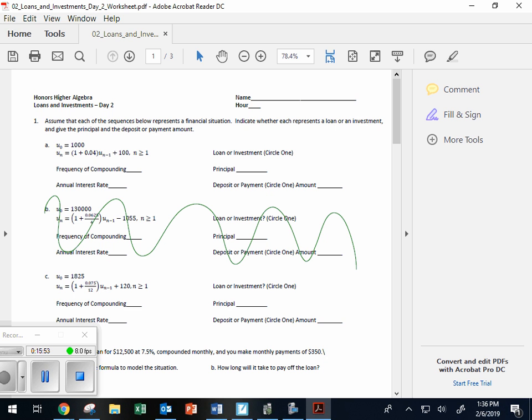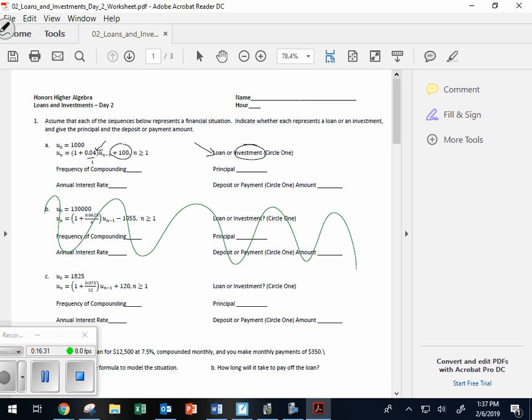As I look at this, the first question I get is, people are like, well, what's it divided by? It doesn't seem to be divided by anything. If it's not divided by anything else, it's really divided by a 1. So think of it as divided by 1. Then what's the frequency of compounding? 1 time per year. What's the actual loan or investment? Well, it's going to grow every month. So is it a loan or an investment? It's an investment.